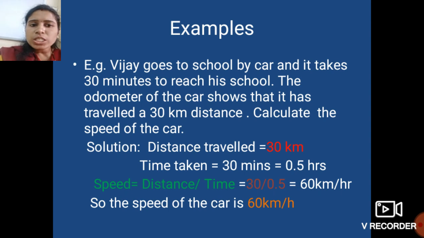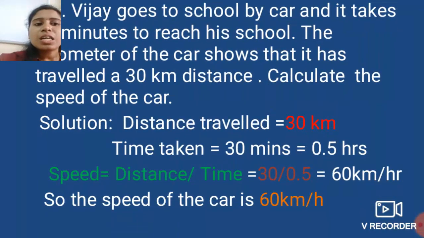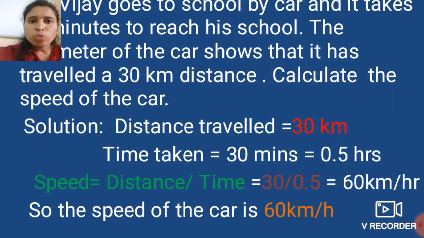So how much is the speed? This we have to calculate. See students, here distance is given. So first we can write over here: distance traveled is 30 kilometer, which is given in our example.